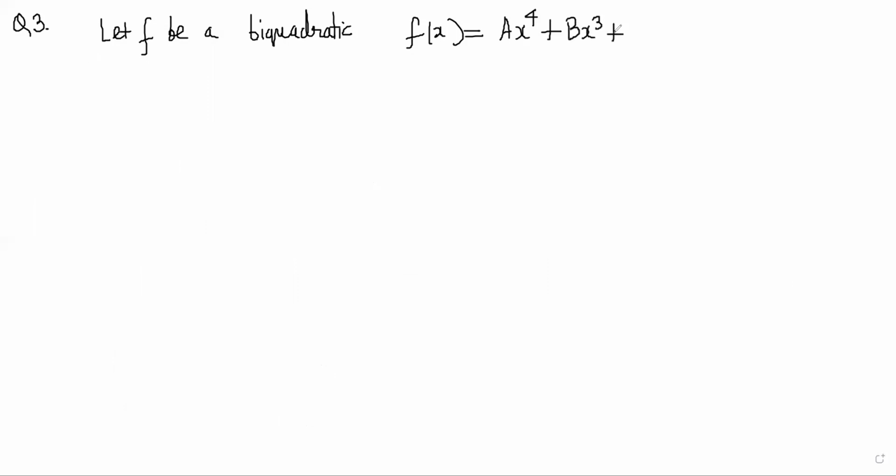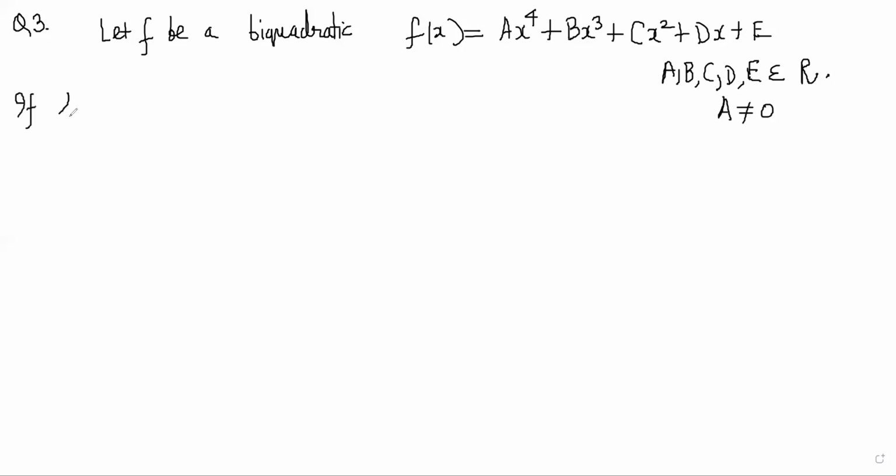Question 3 is, let f be a biquadratic given by f of x is equal to a x power 4 plus b x cube plus c x square plus d x plus e, where a, b, c, d, e belong to the reals, and a is not equal to 0.